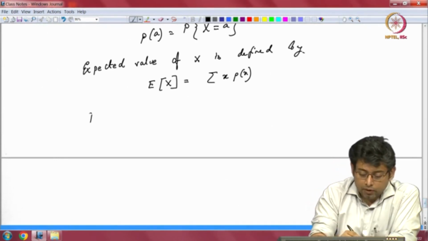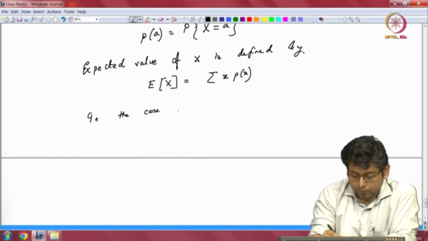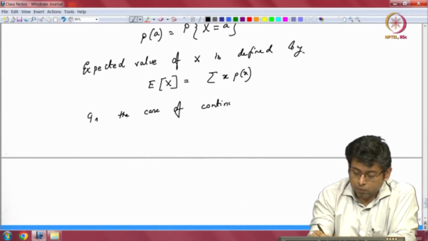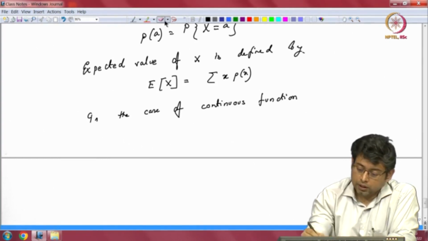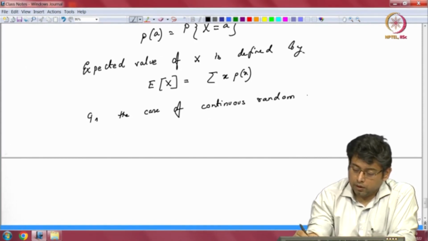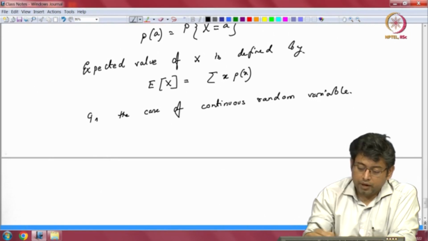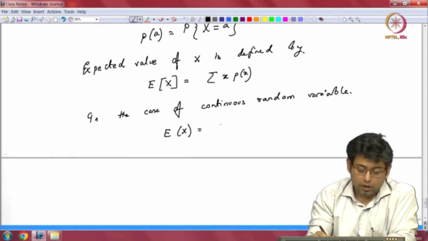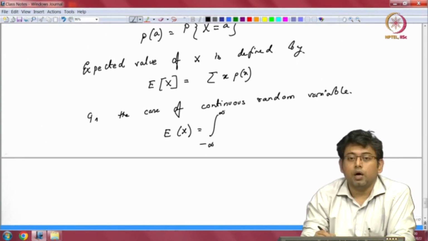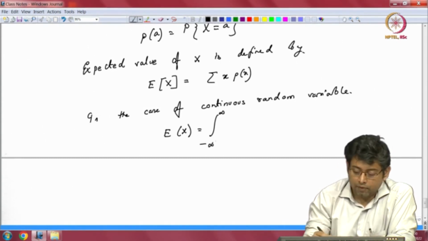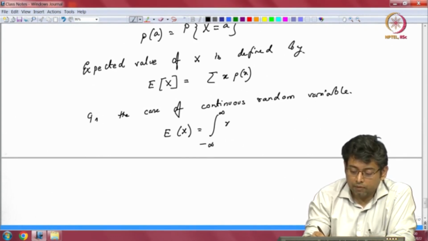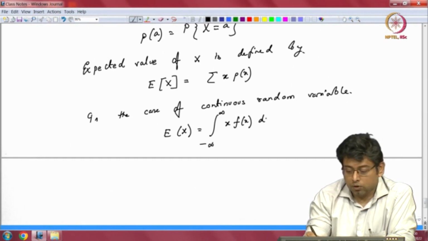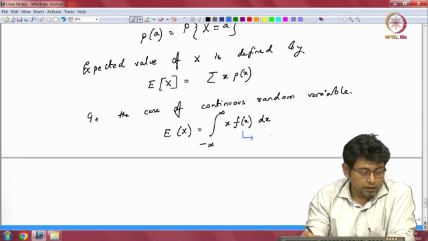Okay. And in the case of a continuous random variable, your expectation is now defined in terms of an integral from minus infinity to plus infinity, so this variable x can take, let us say, any value between minus infinity and plus infinity, and you have x, and then we have an f of x, which is also known as the probability density function.